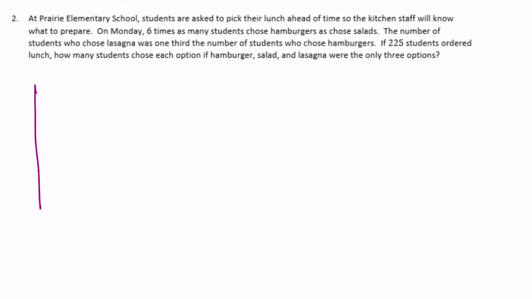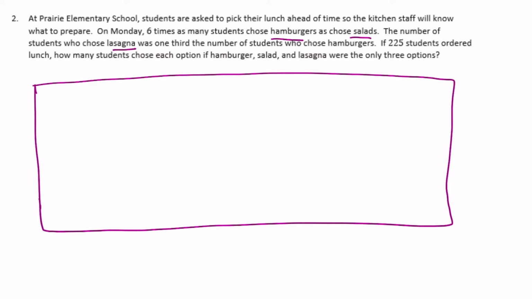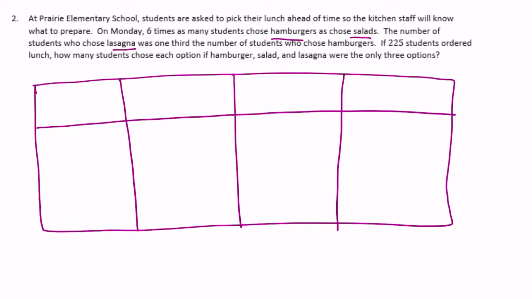Okay, so I'm going to start with a table. So their options are hamburgers, salads, or lasagna. So I'm going to make 4 columns because I'm going to include the total. So we have hamburgers, salad, and lasagna.